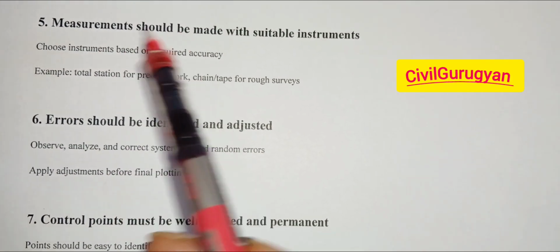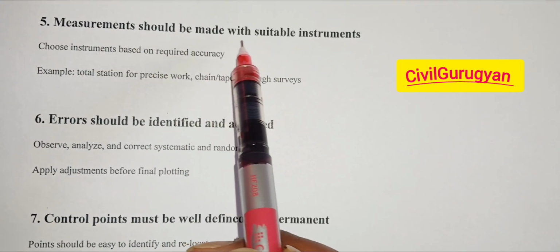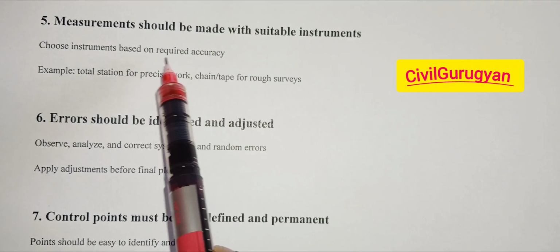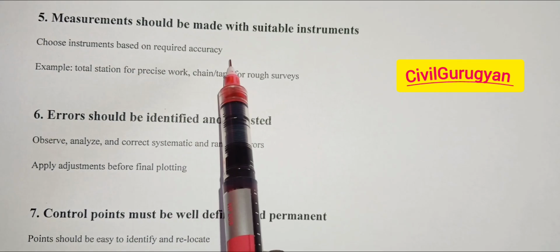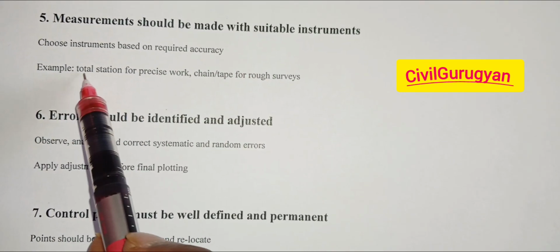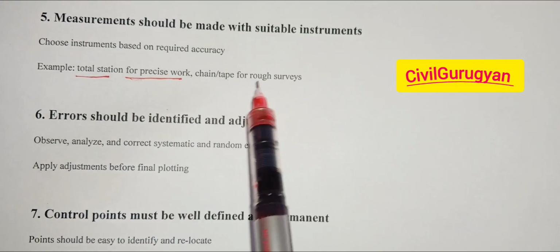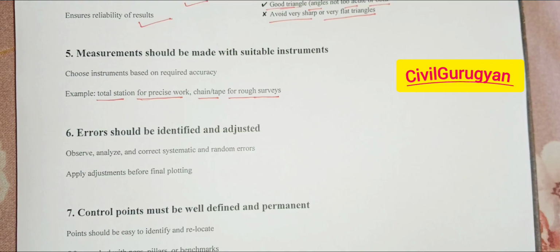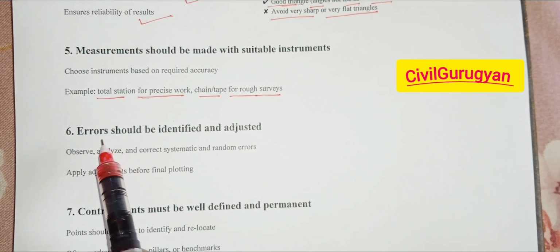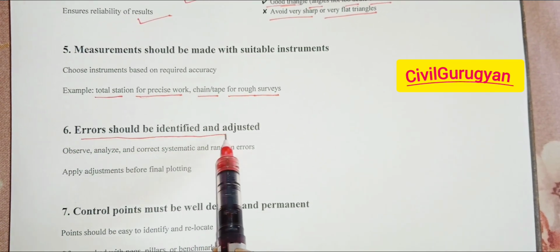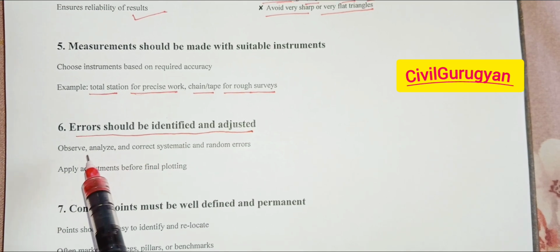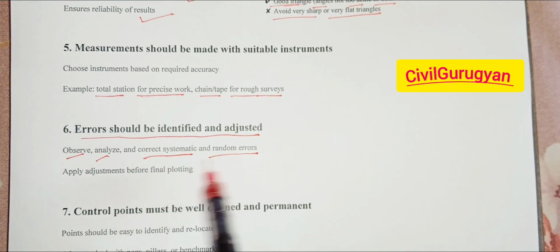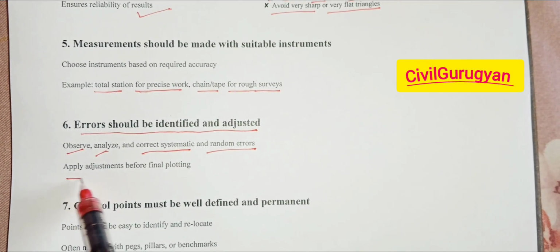Similarly, point number 5 is measurements should be made with suitable instruments. Choose instrument based on required accuracy. Example, total station for precise work, chain or tape for rough surveys. Similarly, point number 6 principle of surveying is errors should be identified and adjusted. For this, observe, analyze, and correct systematic and random errors. Apply adjustment before final plotting.